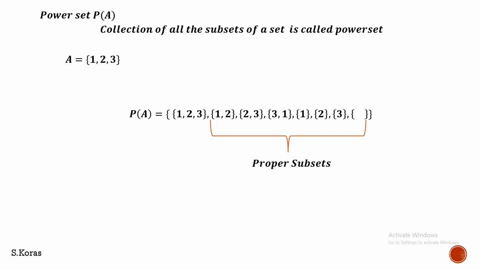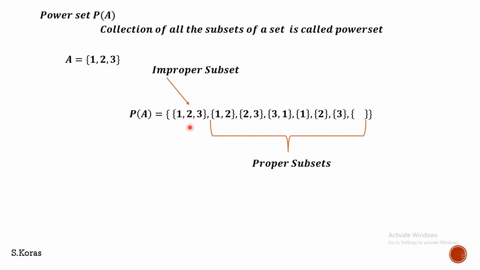And if you consider this element, that is {1, 2, 3}, as I told you, if you compare this subset with the parent set, both are equal, nothing is left. If a subset is like this, we used to call it by the name improper subset.